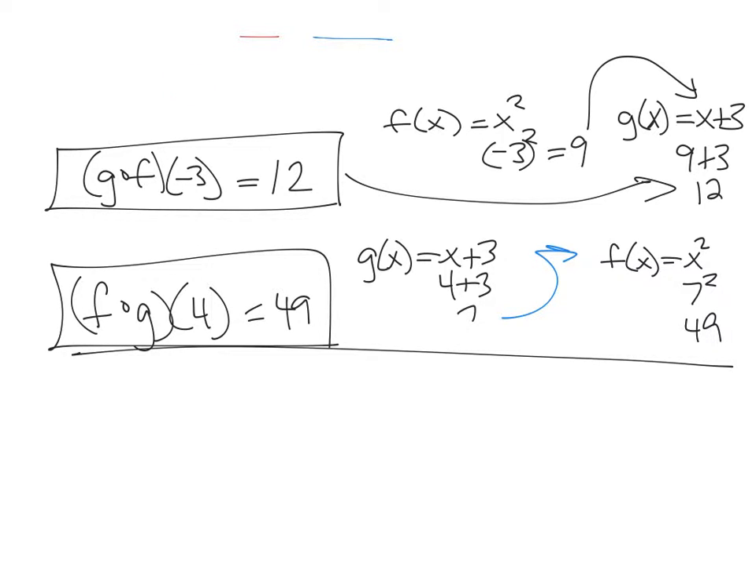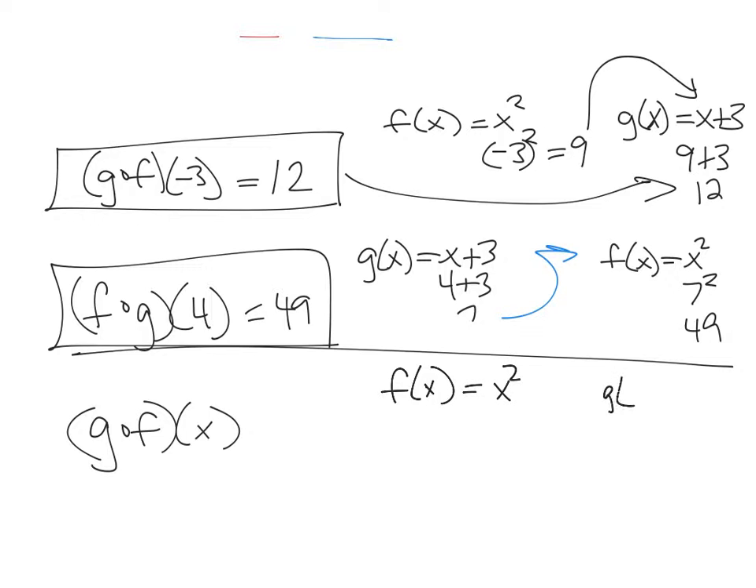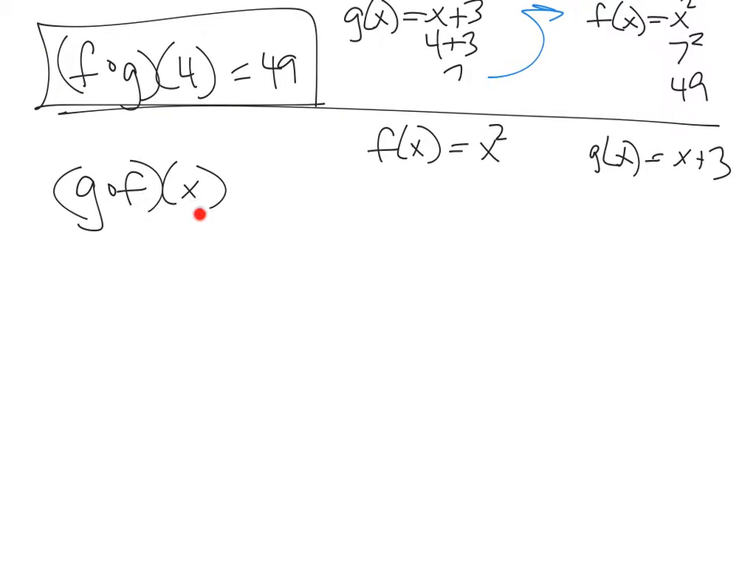And now we're going to do the same thing, g of f of x. So what does that mean? Well, let's start by writing f of x is x squared, and g of x is x plus 3. All right, so what this means is you're going to take your x, put it in f, and you get the formula itself. You don't have to do any math.